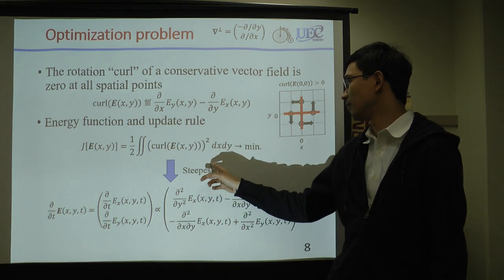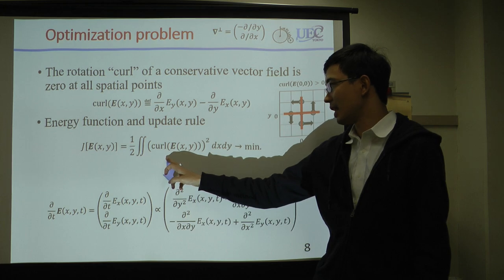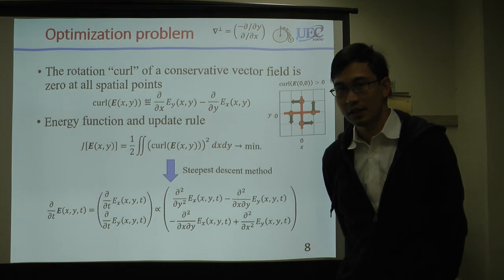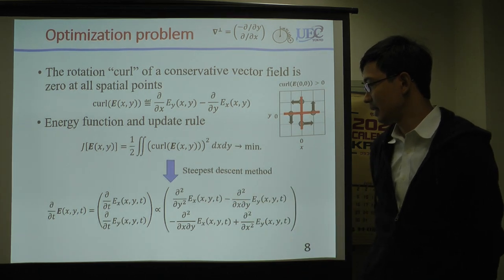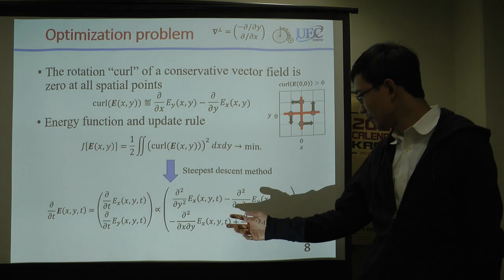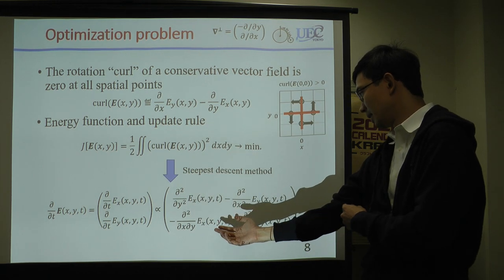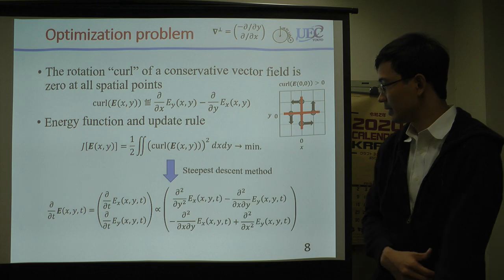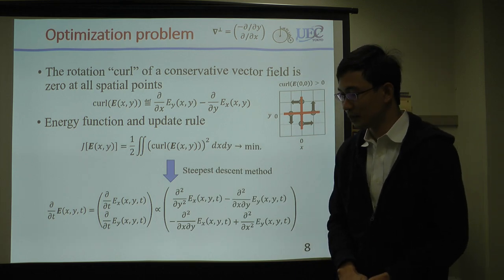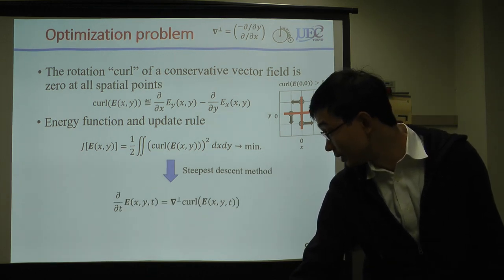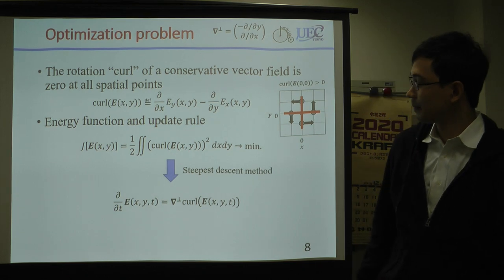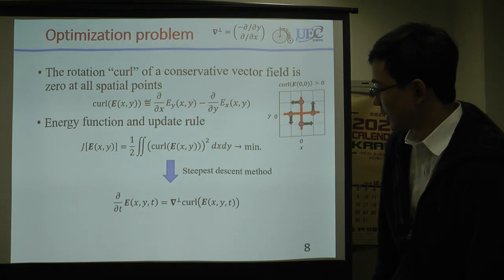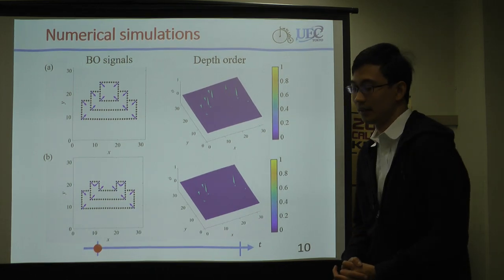So we formulate an energy function to minimize curl or rotation. Now, we derive the update rule using the steepest descent method, and the update rule is in terms of the partial differentiation on the x and y components, which can be rewritten into this one line. Now based on this, we then created a simple model.